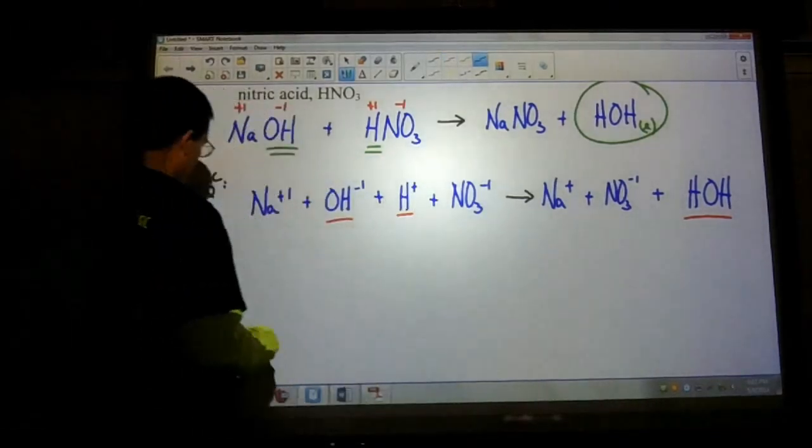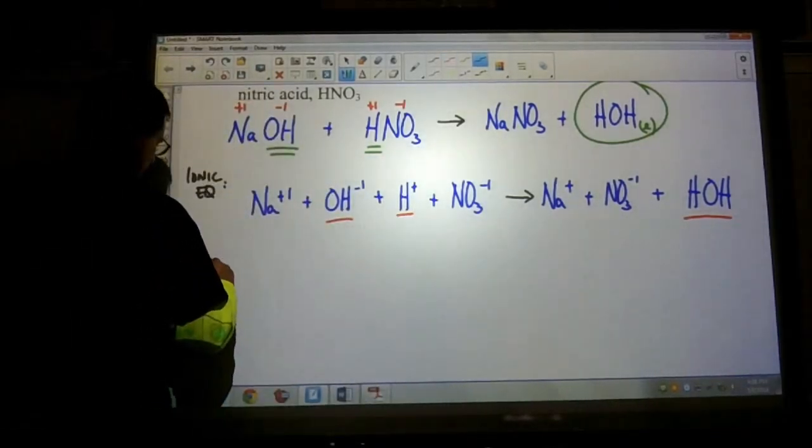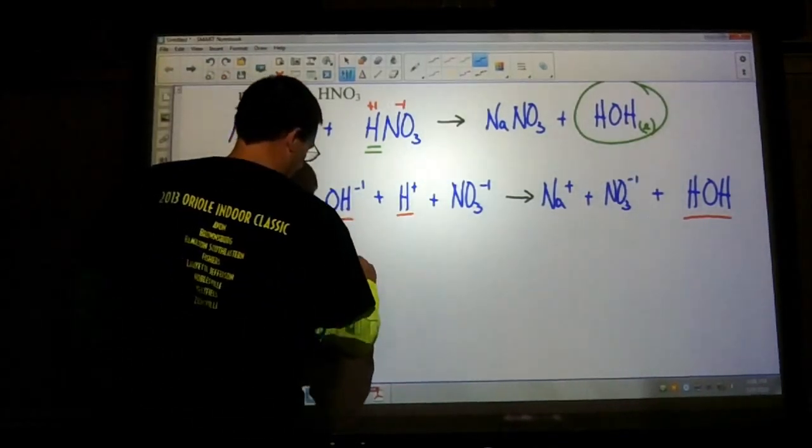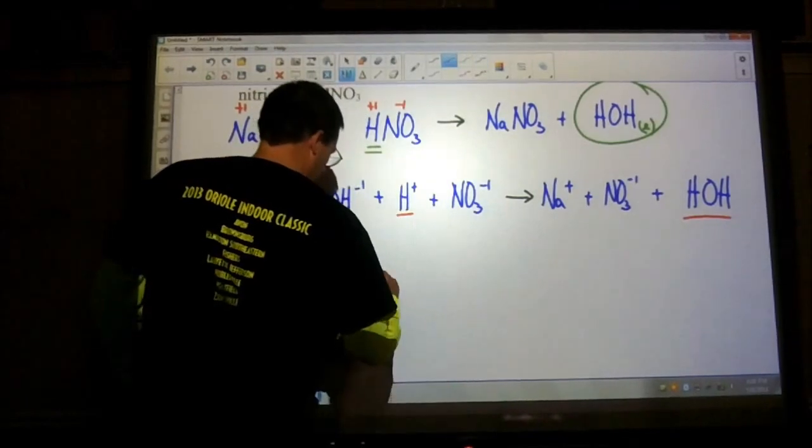And then the last step, write the net. So what makes water? That's right, hydroxide ions and hydrogen ions.